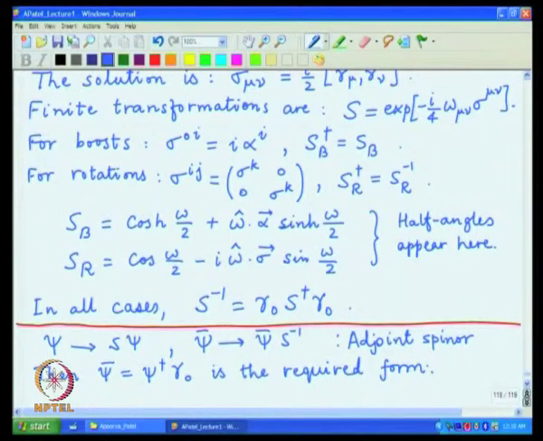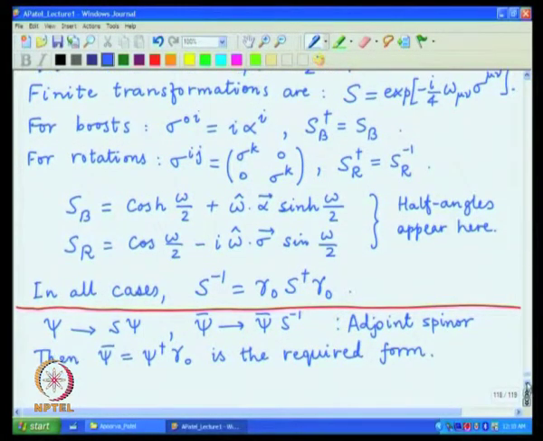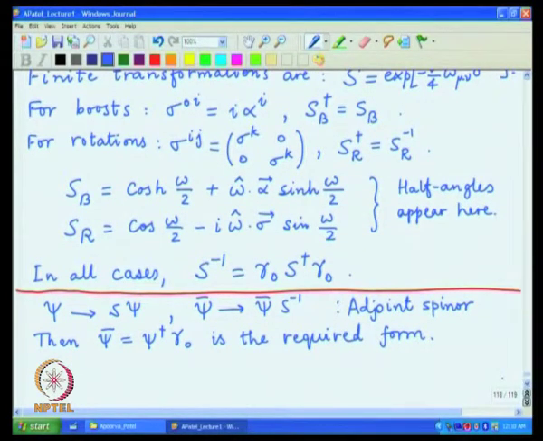Various constructions involving Dirac spinors heavily use this particular form, that everything is written in terms of psi and psi bar. Psi dagger actually is very rarely used. So, this is one particular structure.